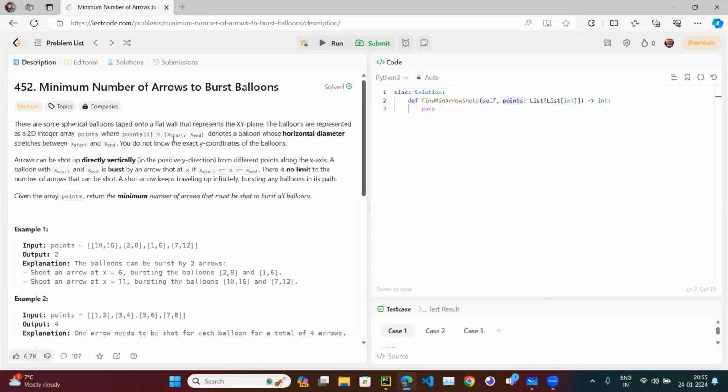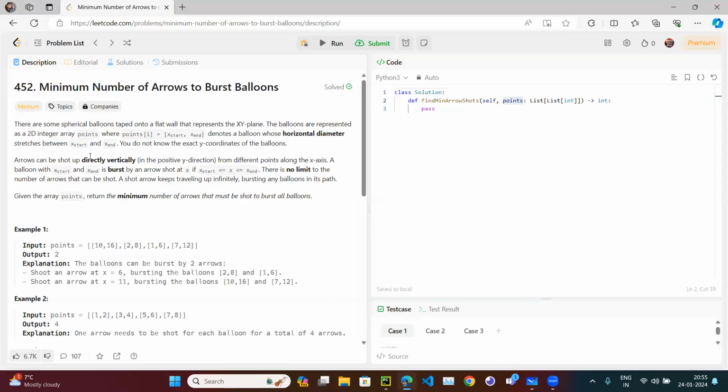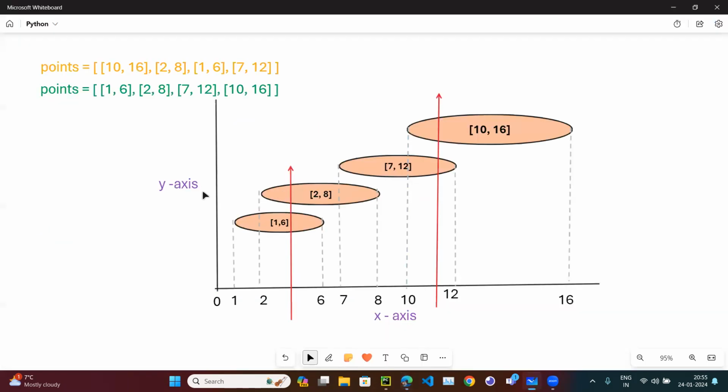All right. And you don't need to know the exact y coordinate. They said you don't need to worry about the y coordinate, just focus on the x coordinate. Fine. All right. So let's first draw some diagram. So we have the x, y axis. We pick the first point, 10 comma 16. All right. So 10 is the starting point, 16 is the end point. So on the x axis, where is 10? 10 is here. So we draw a balloon here, starting at 10 and ending at 16.